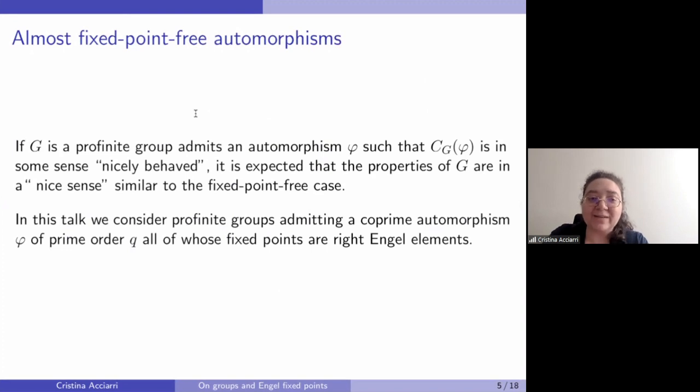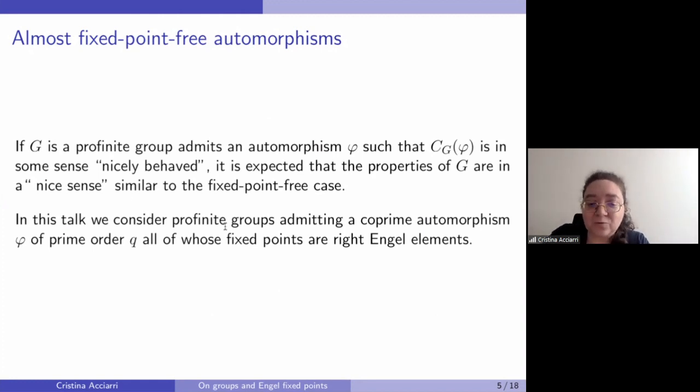Now, we are more interested in what is sometimes called in the literature almost fixed point free cases. What does this mean? You take a profinite group that has an automorphism phi, and you look at the fixed point subgroup, the centralizer in G of phi, and you impose some condition, some nice behavior, and you expect that some nice property can be deduced for the group G, very similar to what happens in the fixed point free case. We already saw what happens with coprime automorphisms in the fixed point free case: we get nilpotency, and the nilpotency class of our profinite group is bounded by the Higman function.